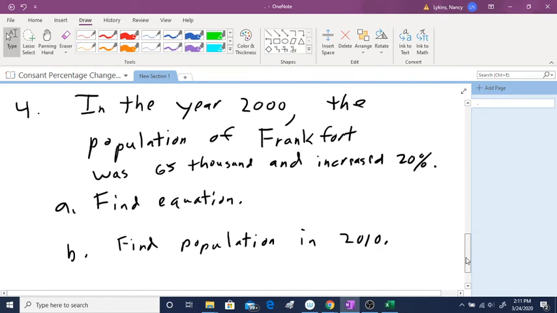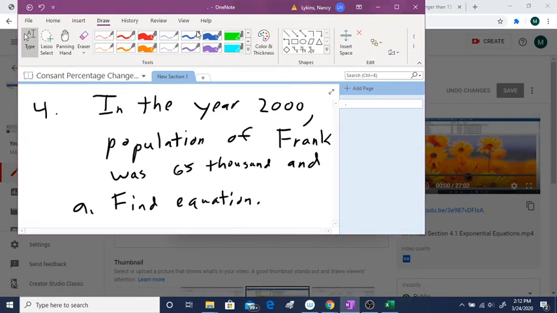Now, the last problem I'm going to demonstrate is this right here. The problem says in the year 2000, the population of Frankfurt was 65,000, and it increases at 20%. So I want you to find an equation in part A, and then in part B, it wants you to come up with an answer to what the population is in 2010. So let's think about the equation first.